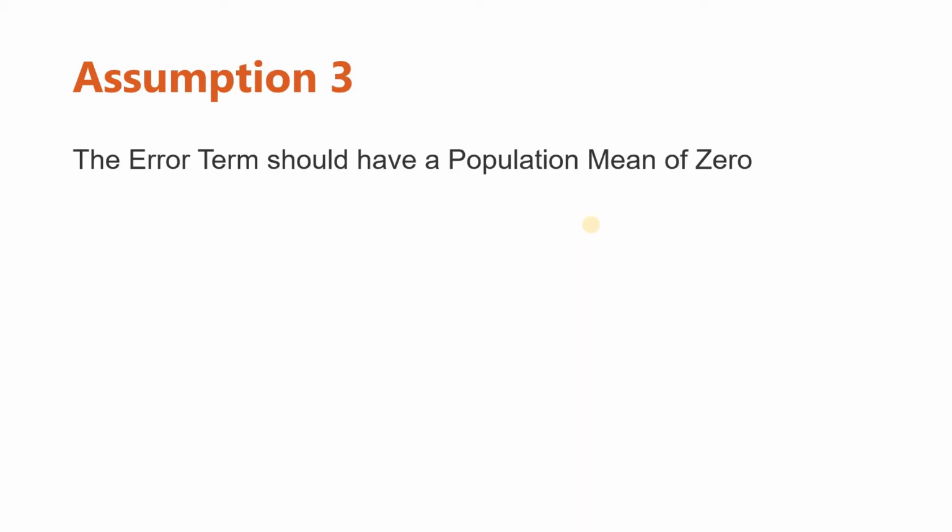Assumption number 3, very important: the error term should have a population mean of 0. This is very simple to interpret. Suppose this is my line, and here are my data sets like this. My aim will be to fit one proper line which will fit all this data. Then this particular gap, and this particular gap, whatever positive gap and whatever negative gap we have.